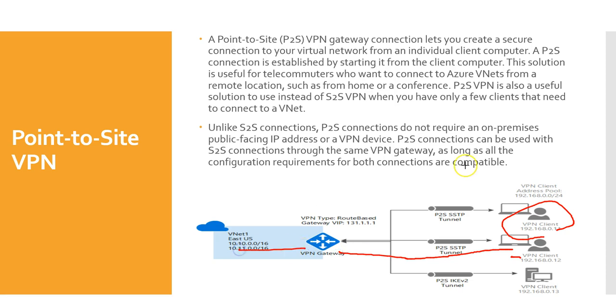to the Azure network. A point-to-site VPN is also a useful solution to use instead of a site-to-site VPN when you have only a few clients that need to connect to the VNet. Unlike site-to-site connection, point-to-site connections do not require an on-premises public-facing IP address or a VPN device. Point-to-site connections can be used with site-to-site connections through the same VPN gateway, as long as all the configuration requirements for both connections are compatible. For detailed configuration requirements, you can head over to Azure networking documentation to get more details.